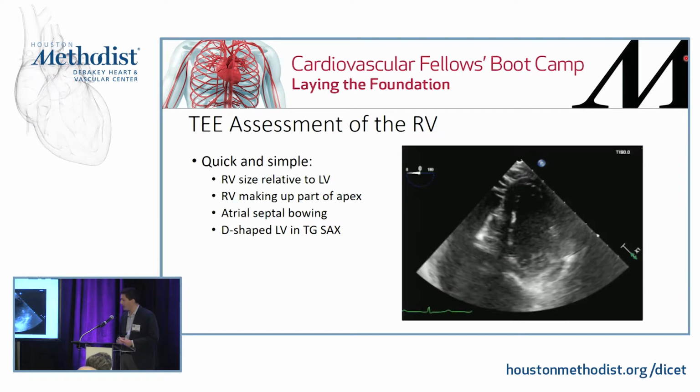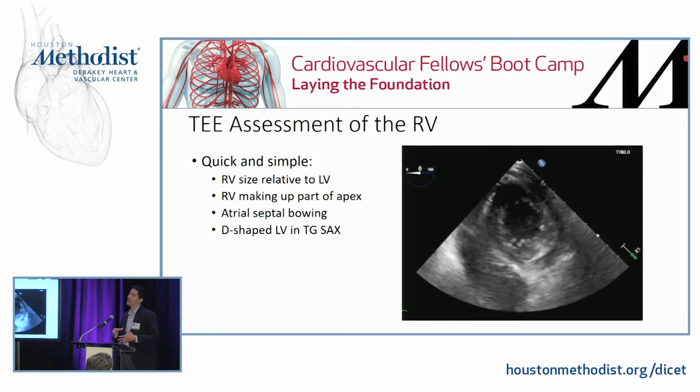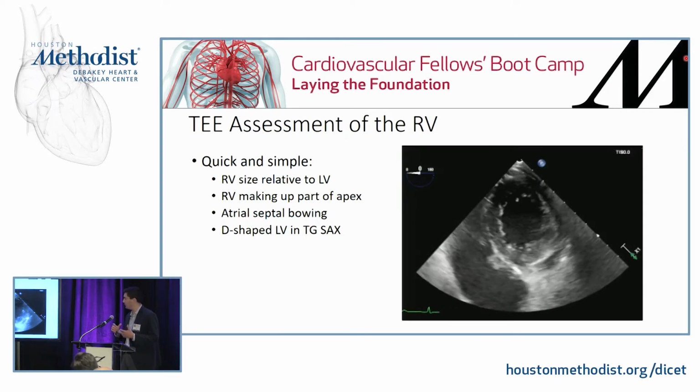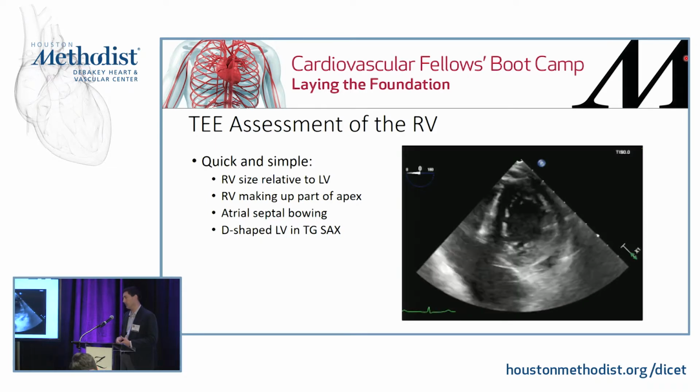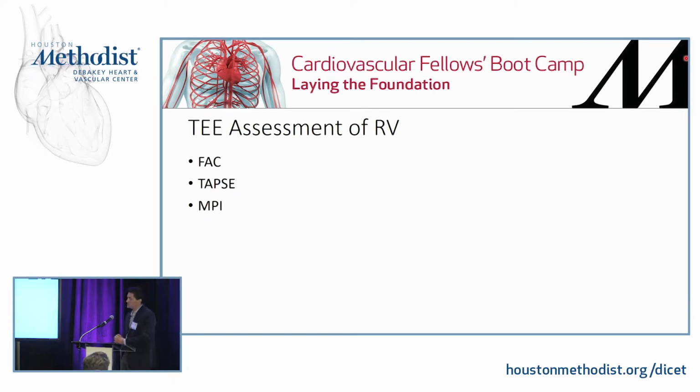left ventricle. And the conventional teaching is that when the LV is shaped more like a D in diastole, it's from volume overload, and when it's shaped more like a D in systole, it's from pressure overload. So this is kind of more of a D in diastole, I'd say. So there you go. Those are the quick and simple ways we use to assess the RV with TEE.